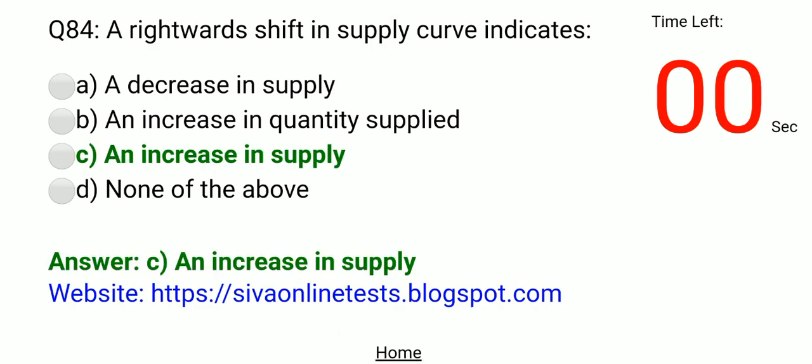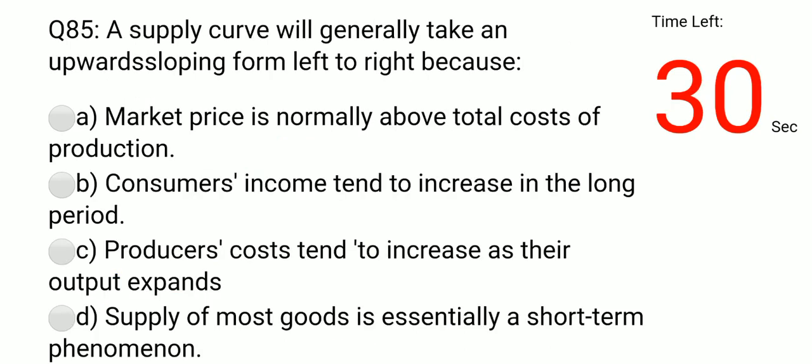Answer. C. An increase in supply. Question 85. A supply curve will generally take an upward sloping form left to right because.